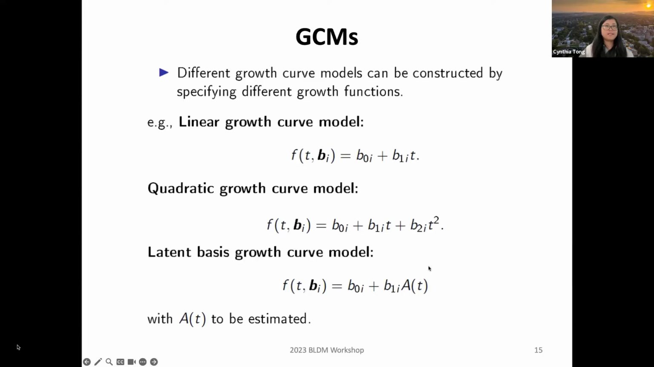And for latent basis growth curves, we specify it like this. The function is b_0i plus b_1i times a_t, where a_t needs to be estimated. So basically the basis of the growth curve can be estimated. In that way, the change is not necessarily linear, it can be nonlinear. There are also some other nonlinear growth curve models that can be specified. You just need to specify this function in a different format.